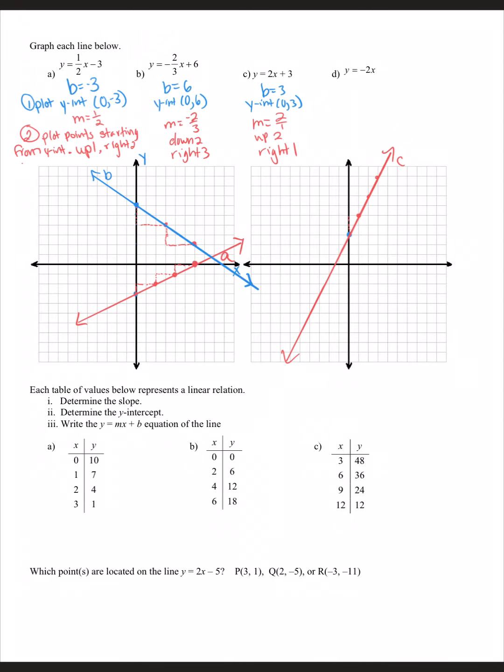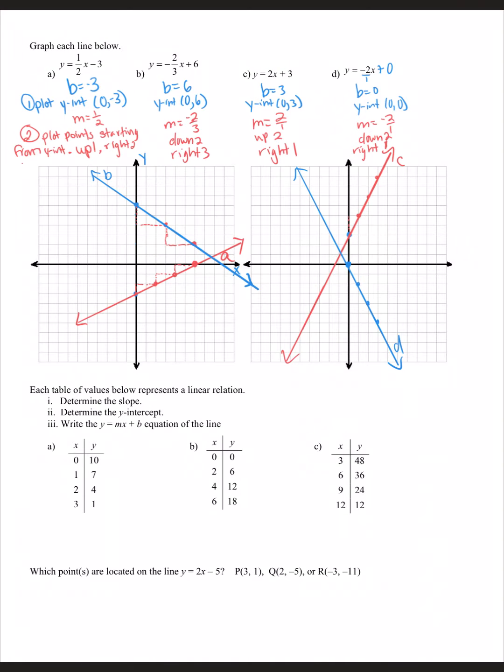Try D, but before you do, let's just recognize that you have y equals negative 2x here. We don't have a y-intercept, so remember that we can just assume that this is a plus 0. Okay, and just like on C, remember that our slope would be a negative 2 over 1 if it helps you identify your rise and your run. So take a minute and try to graph that one as well. Okay, and that's your graph for equation D, y equals negative 2x.